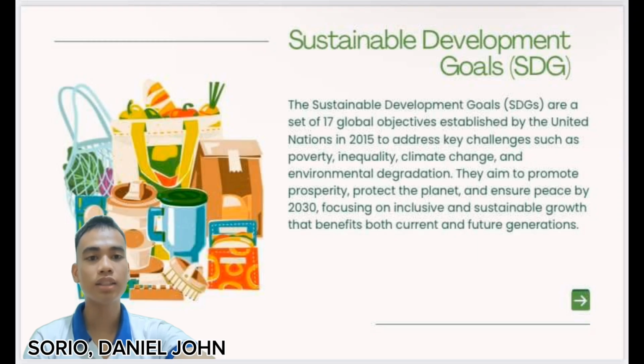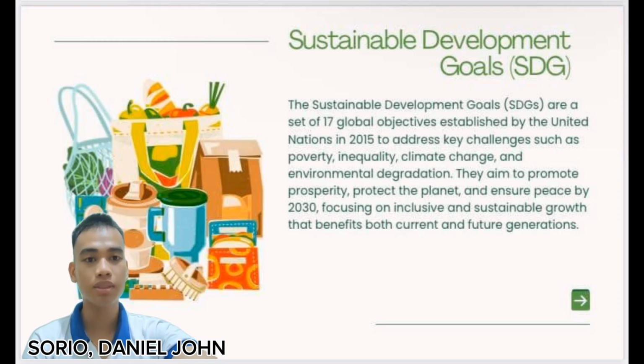Each goal addresses specific issues such as zero hunger, quality education, clean water and sanitation, affordable and clean energy, decent work and economic growth, sustainable cities and communities, climate action, and preservation of life on land and below water. The SDGs emphasize that development must be inclusive and environmentally sustainable, focusing on the well-being of all people while also preserving ecosystems and natural resources.